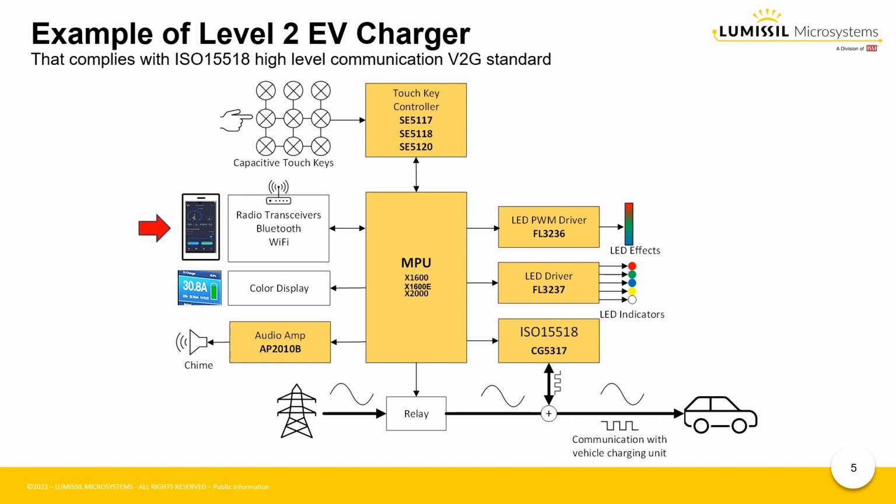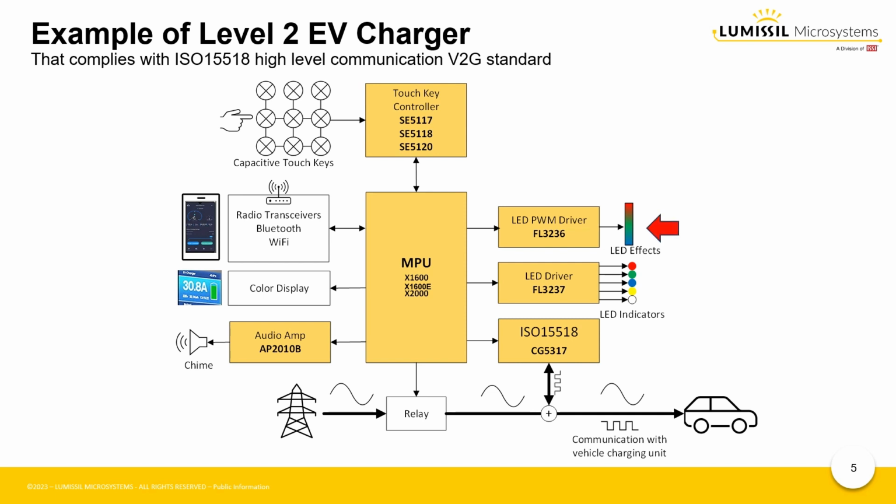The MPU is also connected to a Wi-Fi or Bluetooth radio transceiver to get wireless data in and out of the charger. The MPU is also connected to a color display for communication to the user. The audio amplifier, the AP2010B, can be connected to provide any chimes or sounds needed.